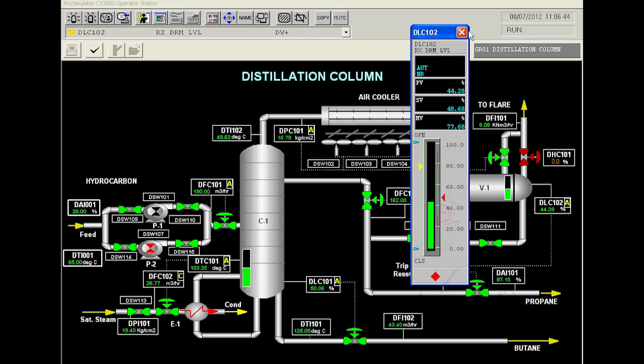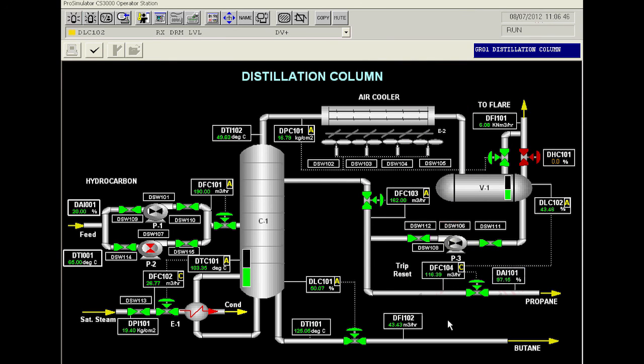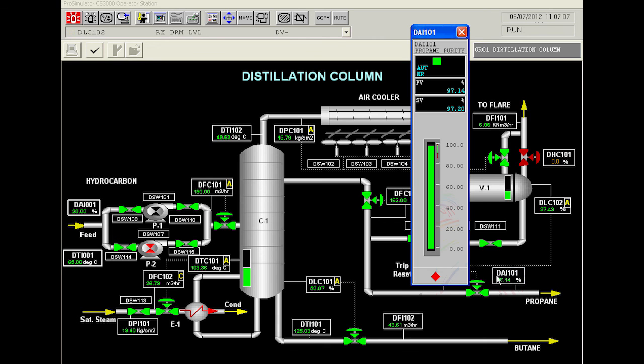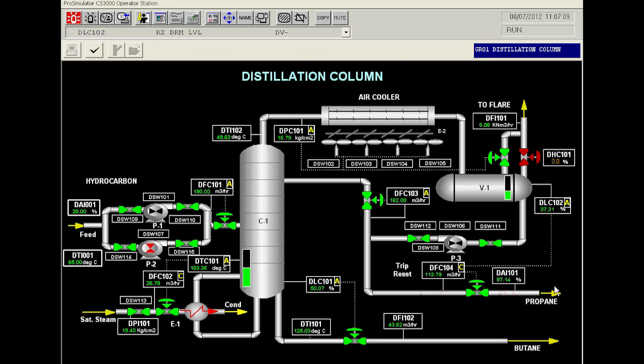Top drum level is yet to come to the design value because it opened the propane valve very much. The level went up and decreased below set point. It has to gain back and get settled at nearly 50%. The top product purity has reached 97.14% from 97.22%.